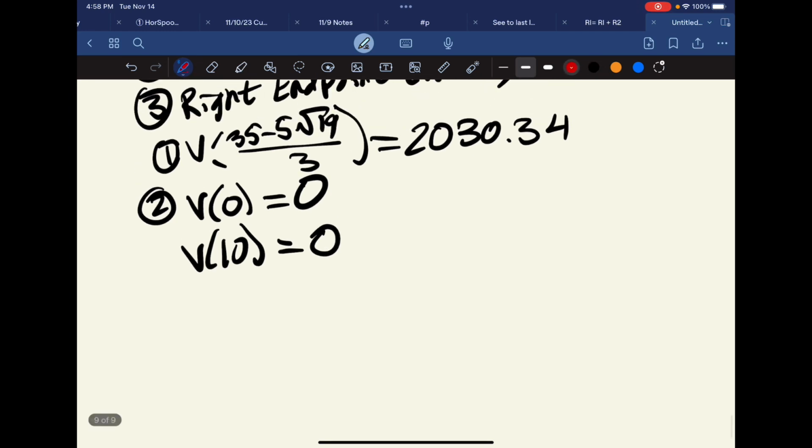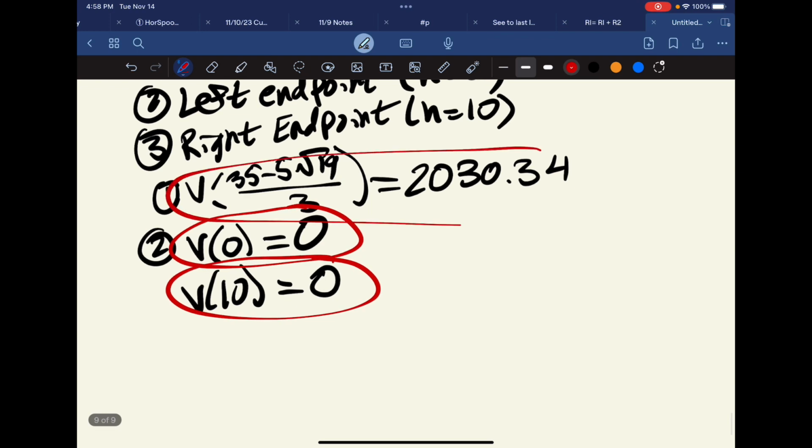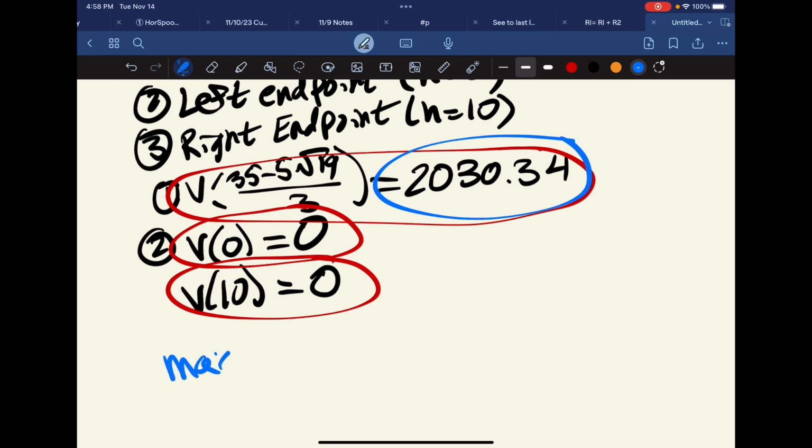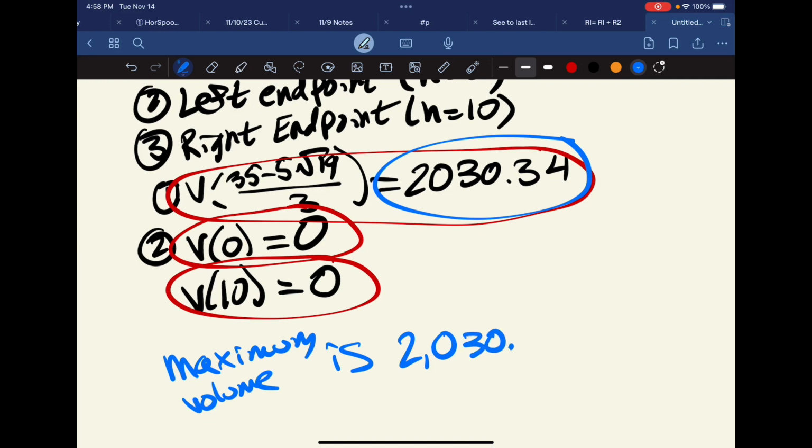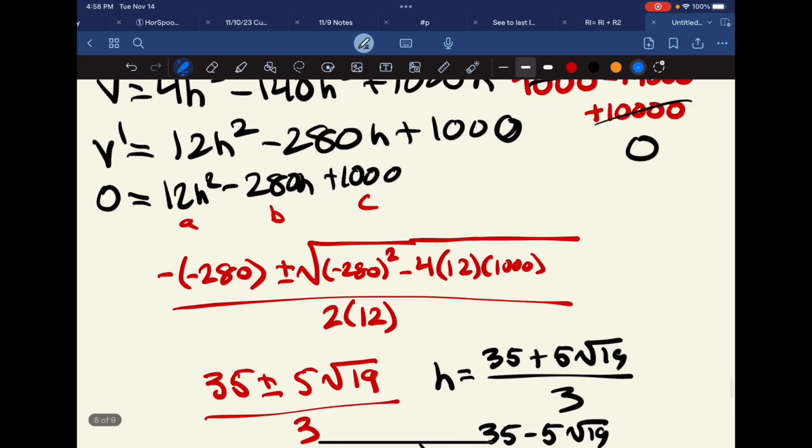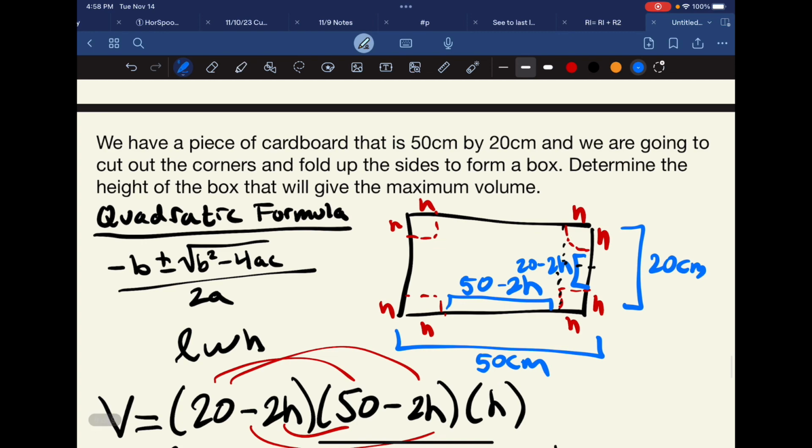So then we need to choose the max between this, and this, and that max is obviously going to be this, right? So we say the maximum volume is 2030.34. And let's see, what did the problem ask us for?